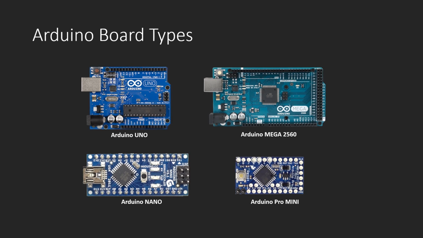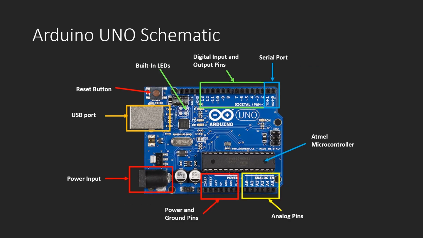Arduino boards come in different sizes, and that enables a wide range of engineering applications. For beginners, I recommend getting either the Arduino Uno or Arduino Mega. The Nano and Pro Mini versions are much smaller, but some soldering experience may be required to interface with older devices. Here's a basic schematic of the Arduino Uno with the main components labeled.